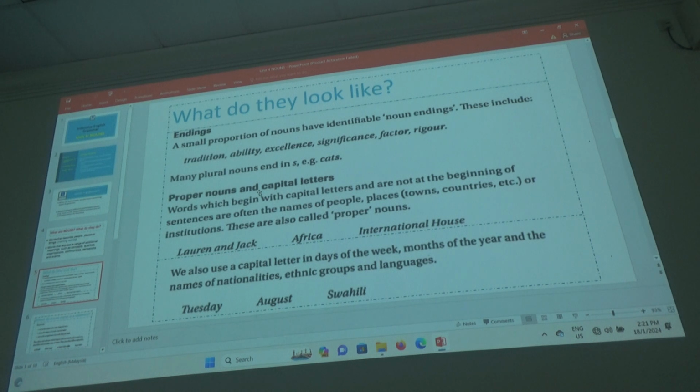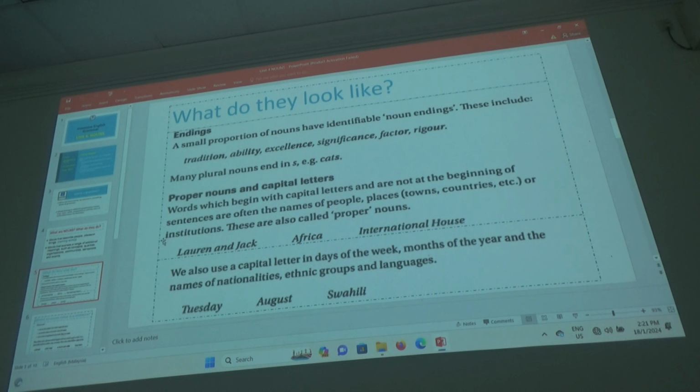Is that okay? Alright, so words which begin with capital letters and are not at the beginning of sentences. Of course we start a sentence, a question, with a capital letter. What is your name? W. What? W is a capital letter. Alright? But when we look at proper nouns, we have to write them in capital letters, even though they are in the middle or at the end of the sentence.